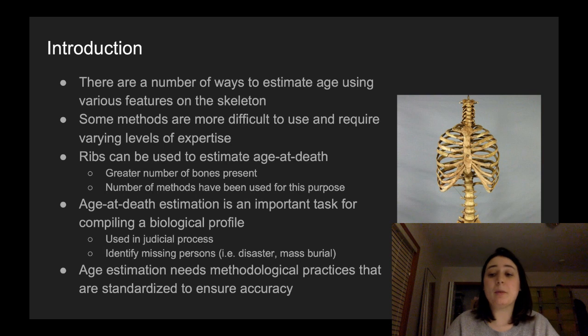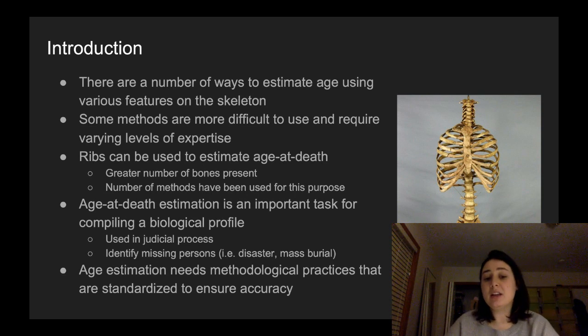The reason why the rib can be so helpful is that there are 24 of them. Due to the sheer number of them, there's just a higher probability that we will find ribs with remains, and also a lot of methodologies that have been used in order to estimate age at death using ribs can use fragmented ribs too. So if we are missing some or we have some that are not in very good condition, we can still potentially perform those methodologies on them.